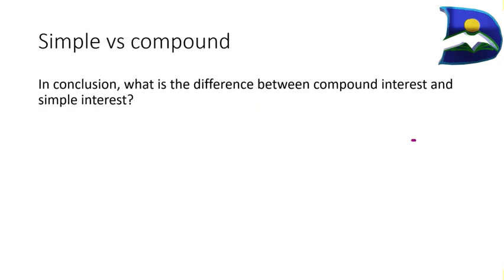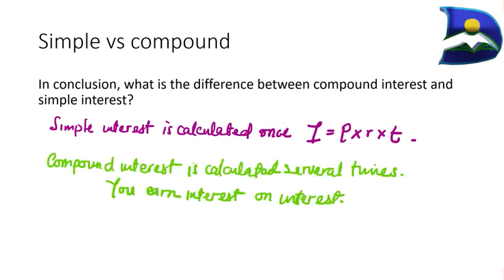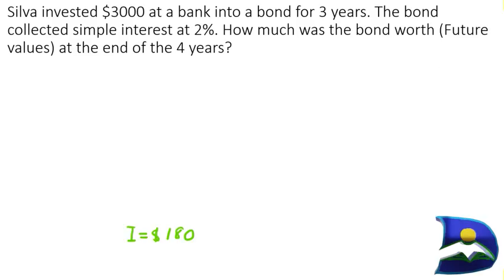So how can you compare the differences between simple interest and compound interest? Based on our previous slides, we recognize that the simple interest is calculated only once, and that is it. We know that the rate is multiplied by the time and multiplied by the principal in order to find the interest. However, the compound interest is calculated several times, and you earn interest on interest, which is the beauty of it. So that is it for simple versus compound.